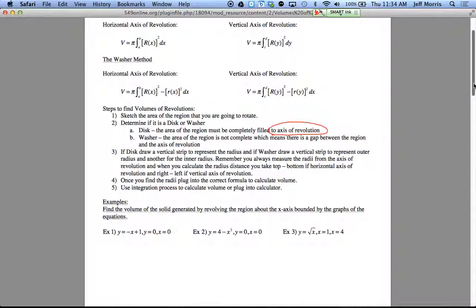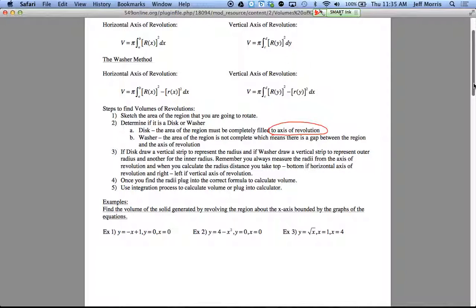If it's a disk, draw a vertical strip to represent the radius. If it's a washer, draw a vertical strip to represent the outer radius and another one for the inner radius. Remember, you always measure the radii from the axis of revolution. We're always going to mark off those radii from the axis of revolution. I had a little bit of a problem with that. I'll tell you why in a minute. And when you calculate the radius, you take top minus bottom if it's a horizontal axis of revolution, and if it's vertical, you go right minus left.